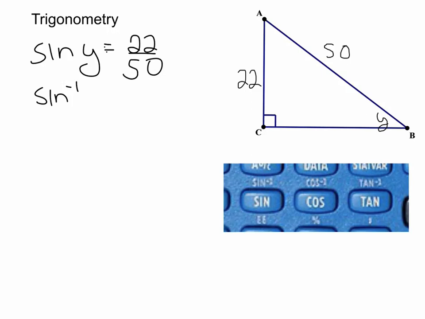So if I divide 22 by 50, I get 0.44. And the inverse sine of 0.44 is going to be 26 degrees. Now you can use your graphing calculator for this, or you could use the table of trig values that I gave you and figure out at what angle the sine equals 0.44.